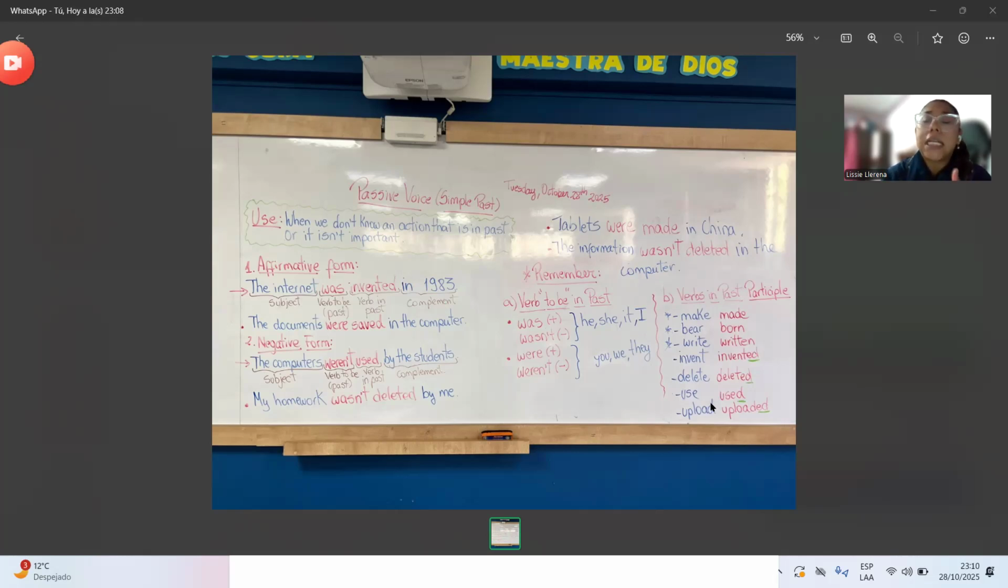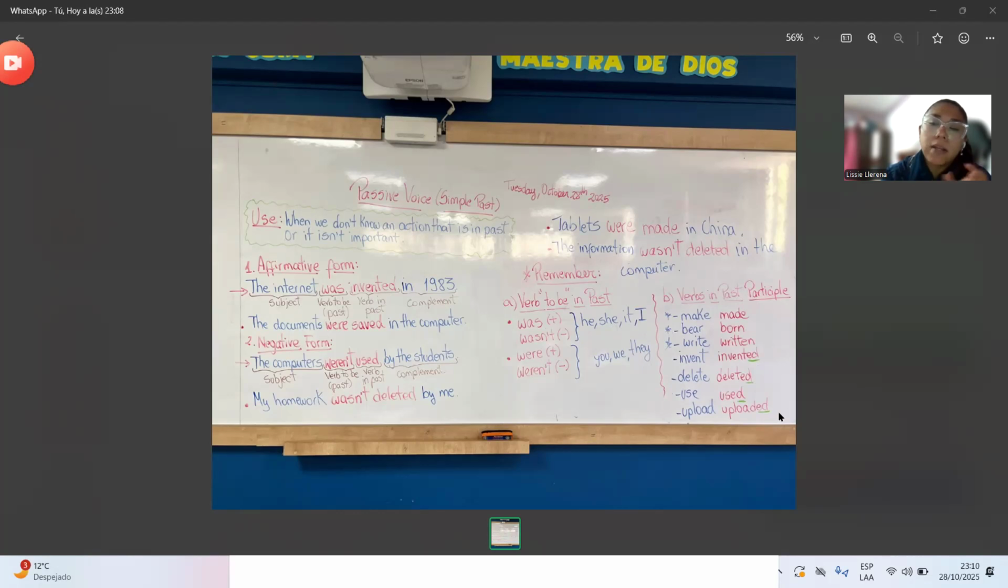As I mentioned before, not all the verbs are going to be included, only some important verbs that they have in their book, because from the book, we are going to be guiding our process exam. We have the verbs in past participle as make, bear, write, invent, delete, use, and upload. And all the verbs are related to technology. Made, born, written, invented, deleted, used, and uploaded.